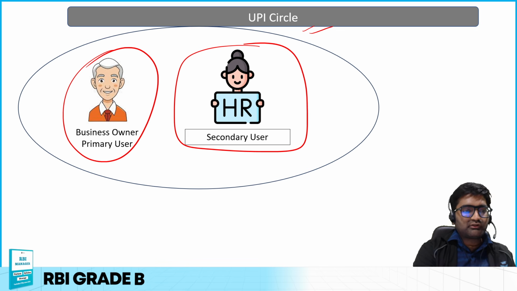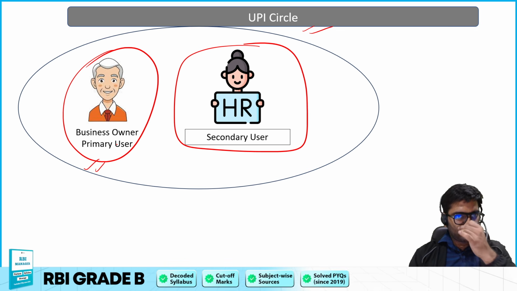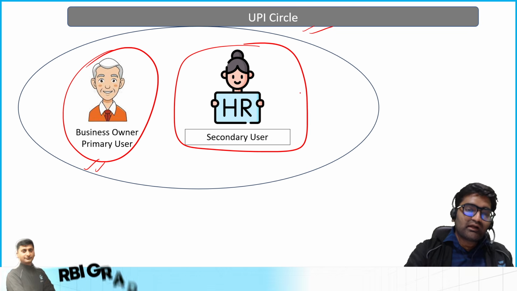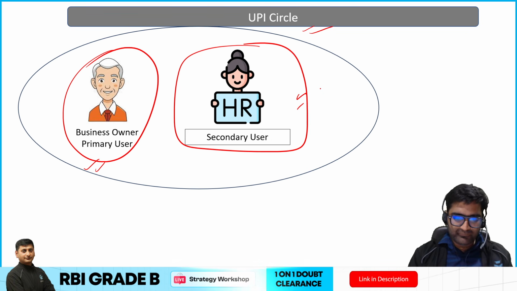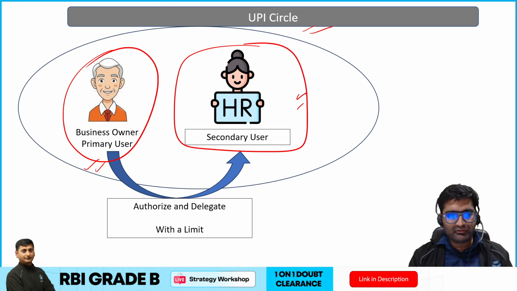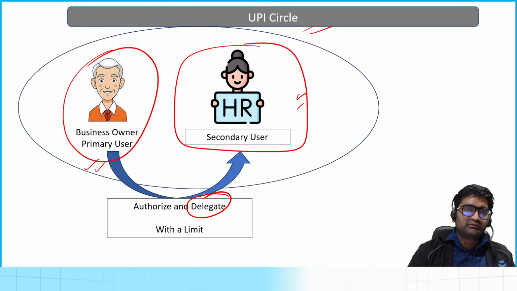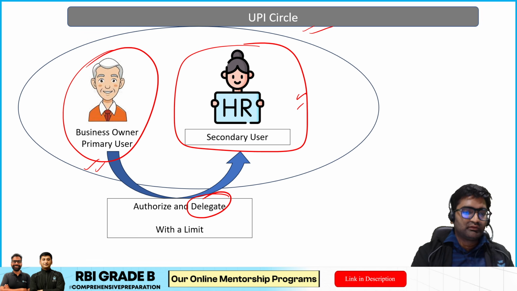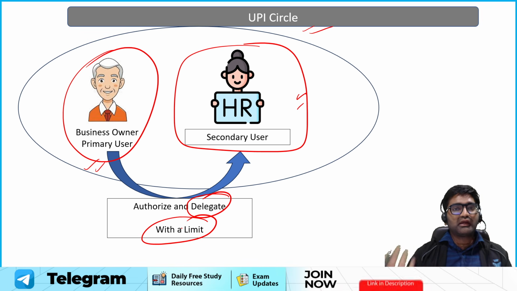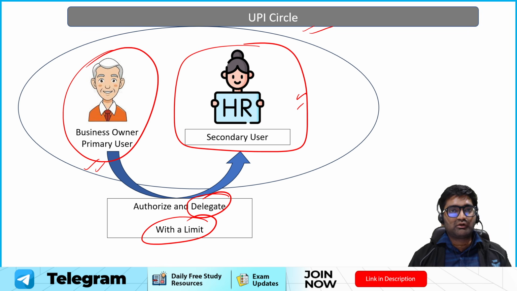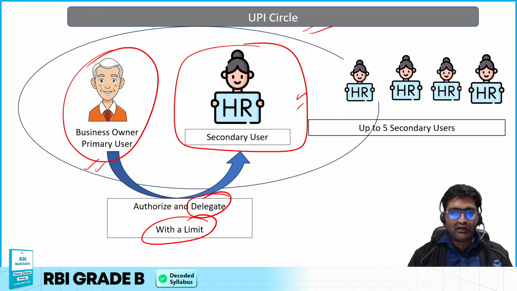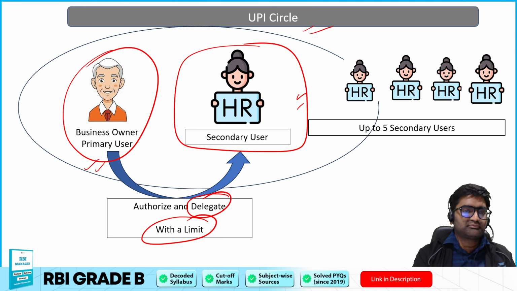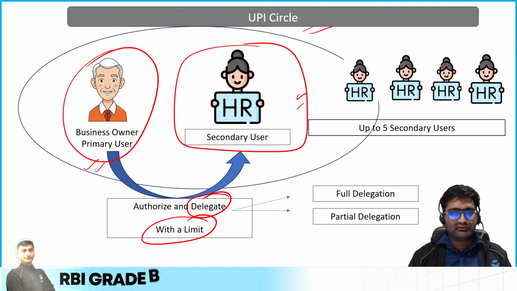Who are these people? Apart from the main account of this business owner, who is the primary user of this account, the transactions from that account can be approved by other secondary users also. That authorization will be given by the primary user, and the task of actually making the payments will be delegated. This is within a limit, because of course the secondary user might misuse this and withdraw a whole lot of amount. So there's a limit set, right? Also, there can be up to 5 secondary users who can access this particular account. That is the maximum, not more than that.